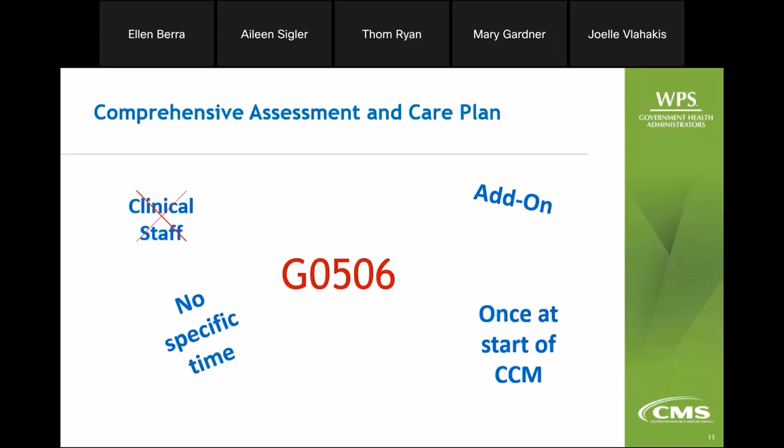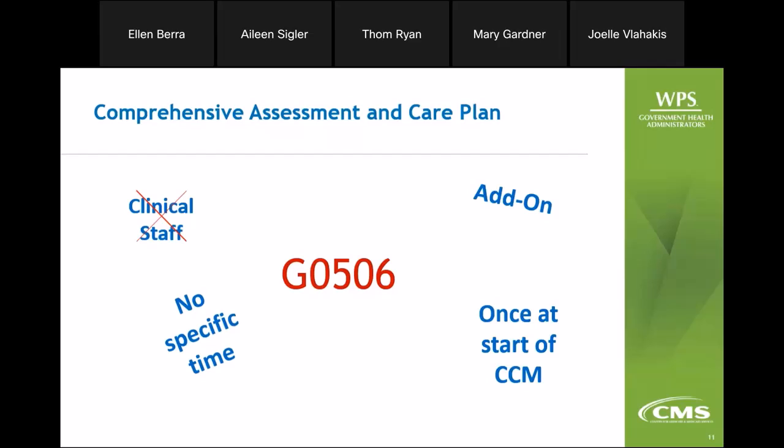This procedure code is not for your clinical staff. It is only for your physician or practitioner. You'll notice on the slide and in your handout, it is an add-on code to those other services. This can only be provided once when you're beginning chronic care management services for the patient.